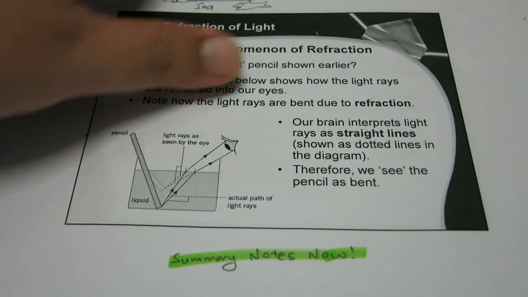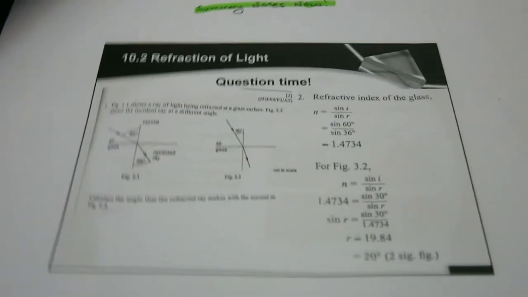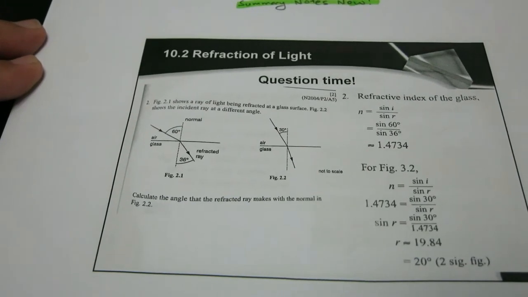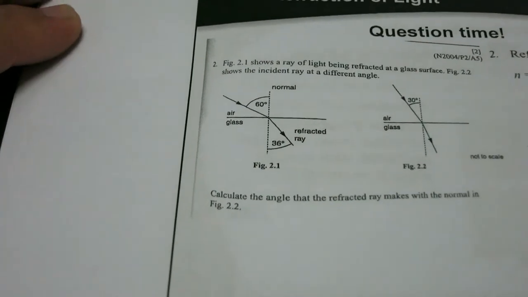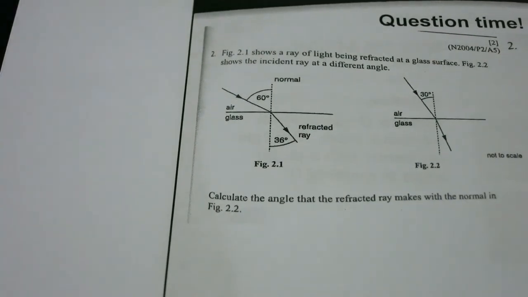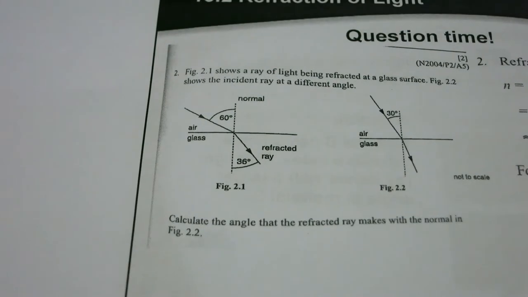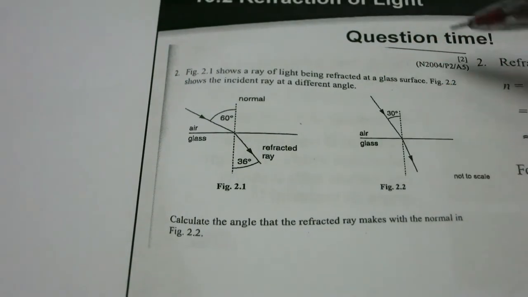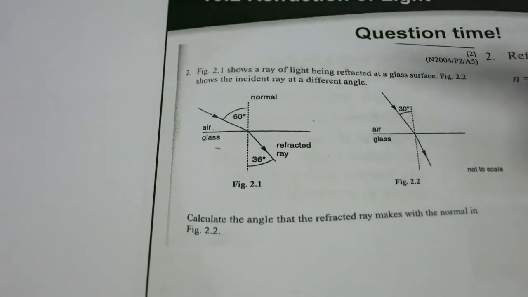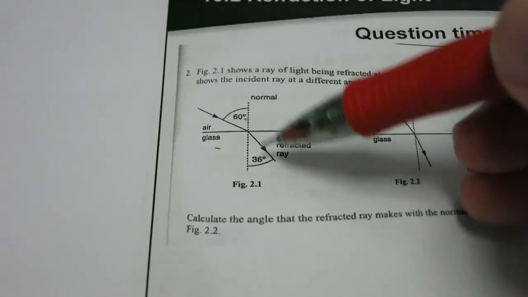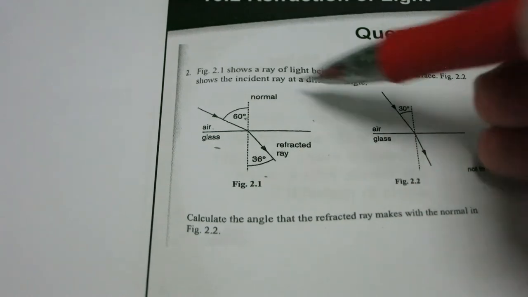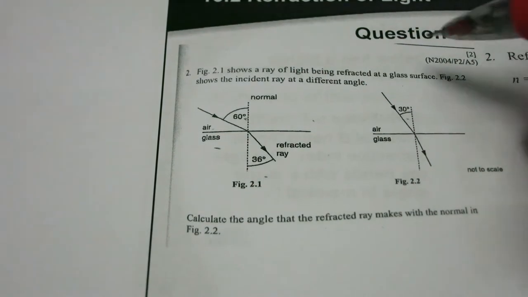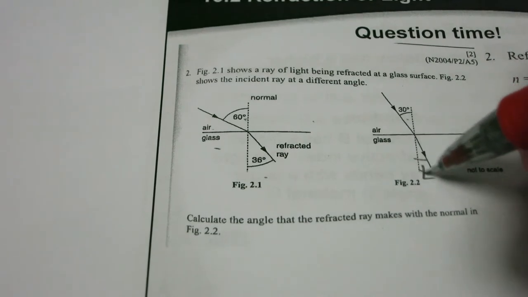Just a little bit of an example, to show how a sample O-level question will look. I'll solve the question together with you. You have a light ray that's being refracted into a glass surface. So air here, glass here, angle of incidence 60, angle of refraction 36. It shows the incident ray at a different angle later on. So they ask you to calculate what this angle of refraction is.